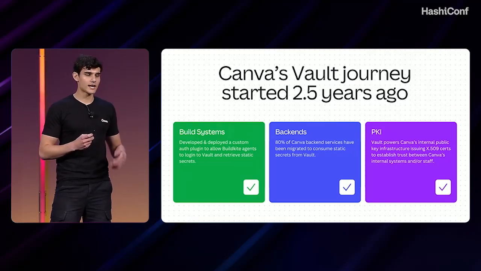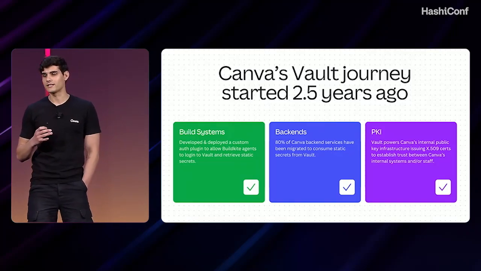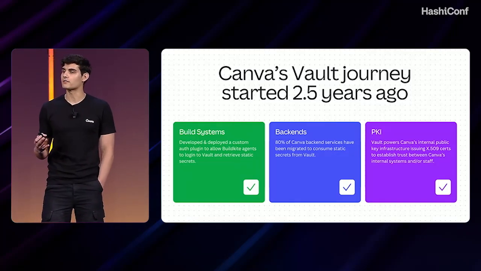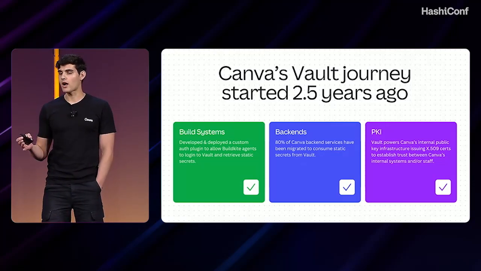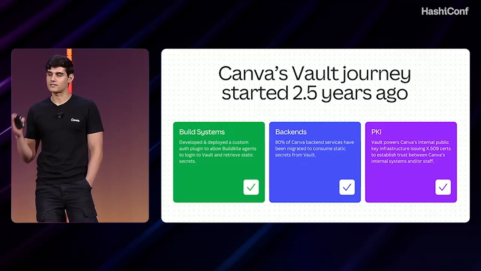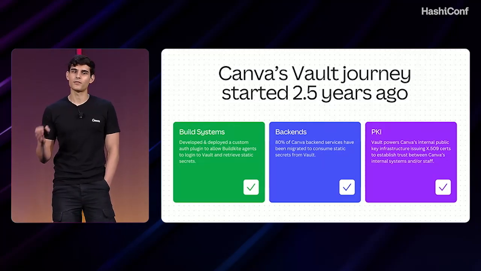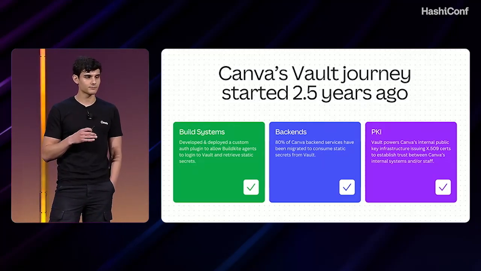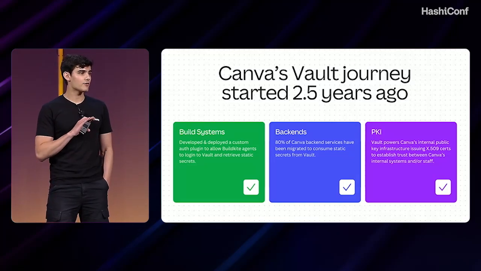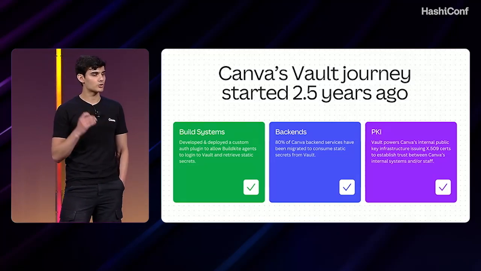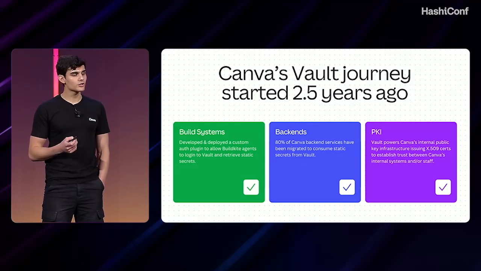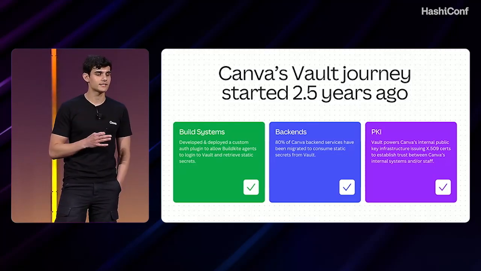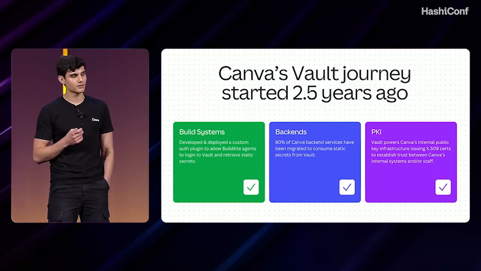Canva uses Buildkite, and we developed a custom auth plugin that allows Buildkite agents to log into Vault using OIDC and retrieve secrets. Buildkite agents are only given access to secrets for a particular pipeline when they're running a job for that pipeline. When they're not running a job, they have no access to secrets, which is a huge improvement to Canva's security posture. Vault also powers approximately 2 million secret reads for Canva backends every month.